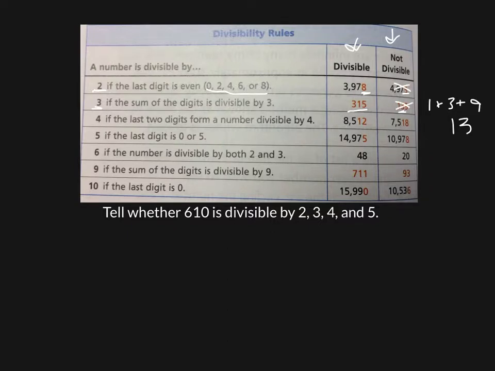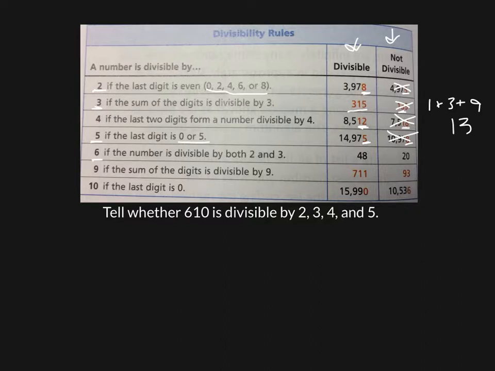Now 4. A number is divisible by 4 if the last two digits form a number divisible by 4. So if I look at the last two digits and it's something like 8, 12, 16, 20, 24, 28, 32, it's going to be divisible by 4. Here I've got an 18. That's not divisible by 4, so the whole thing's not going to be divisible by 4. It's divisible by 5 if the last digit is 0 or 5. Here we've got a 5, here we've got an 8, not divisible.